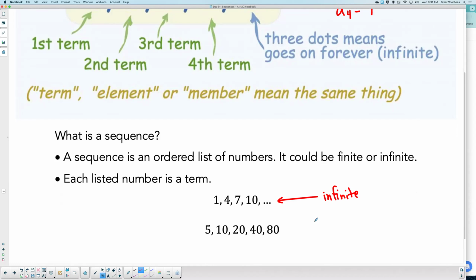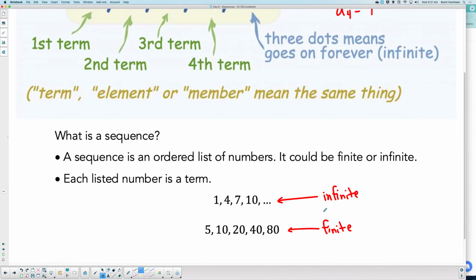The second one is finite. Finite means it has a stopping spot. This last one is finite. It's a weird word, finite. That means it has a stopping point. On this one, there's no dot, dot, dot. What is the last term of this sequence? What is the very last one? 80, and it stops at 80. Okay, so that's those words as they come up, infinite and finite.